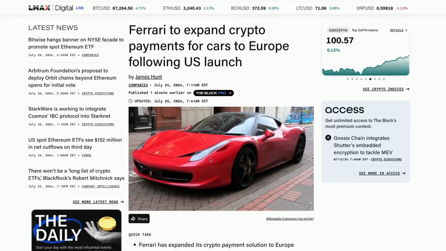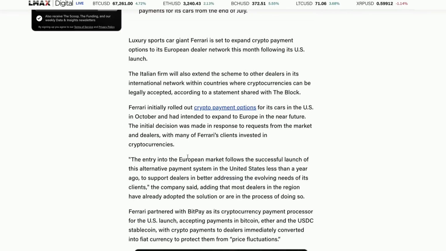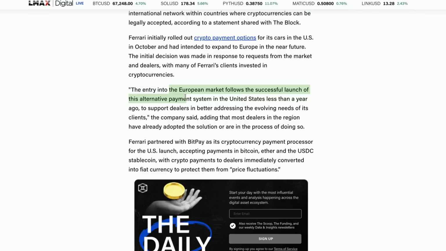So they're realizing where the money is, and they see this as a great opportunity to promote their cars and make more sales of these luxury cars. And if their clients can use cryptocurrency, well, that's just better for everyone. The entry into the European market follows the successful launch of the alternative payment system in the United States less than a year ago to support dealers in better addressing the evolving needs of their clients.